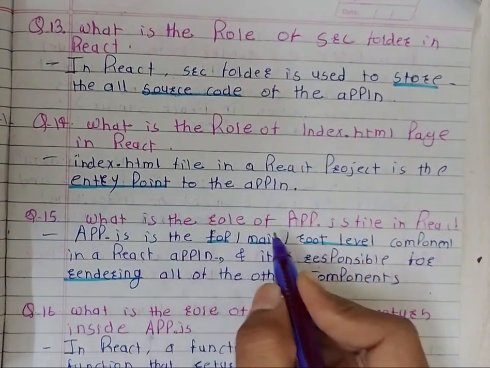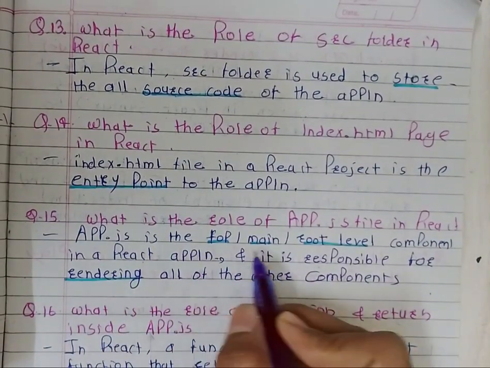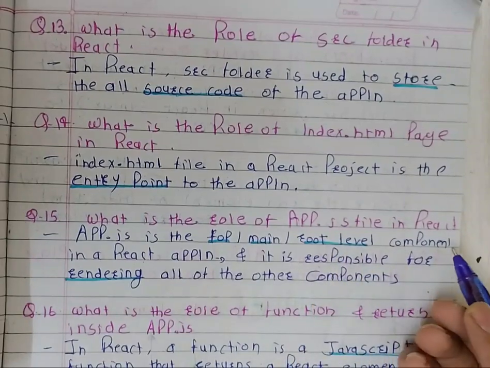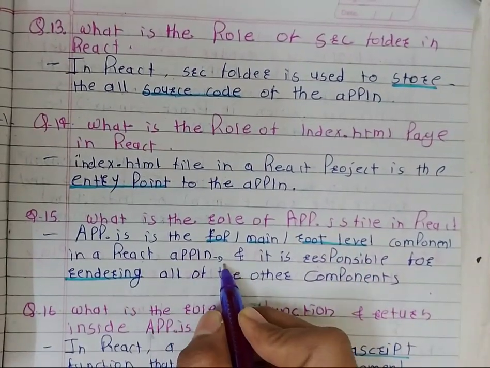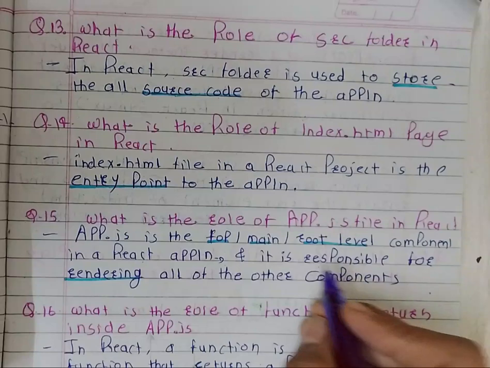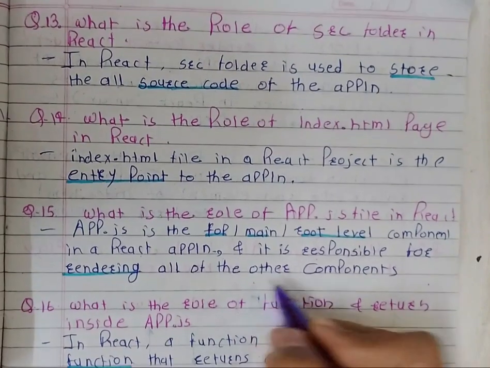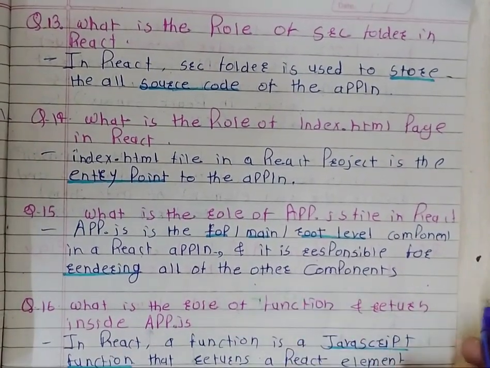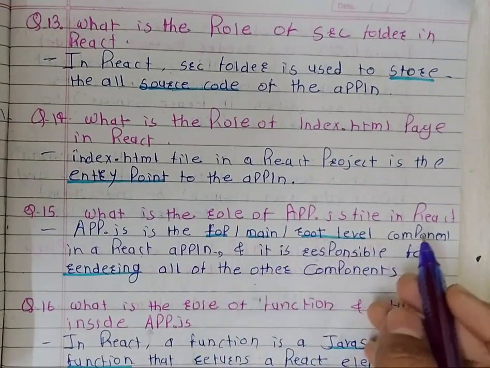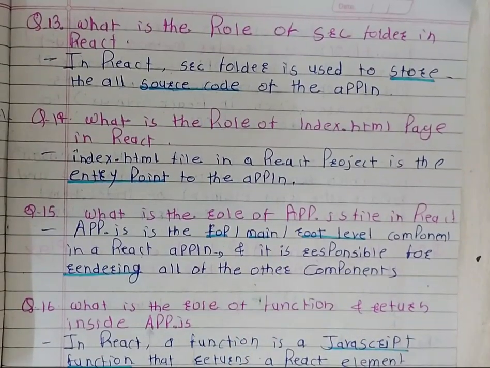Then what is the role of the App.js file in React? App.js is the top, main, root level component in the React application. It is basically the main component in our application, and it is responsible for rendering all of our components. So in this file, we can conditionally render other components.